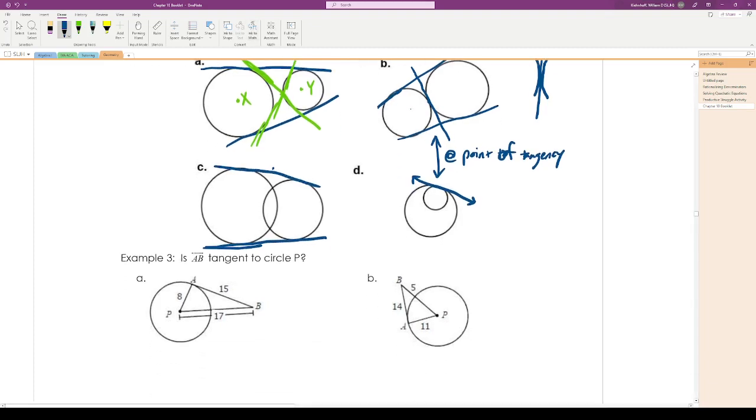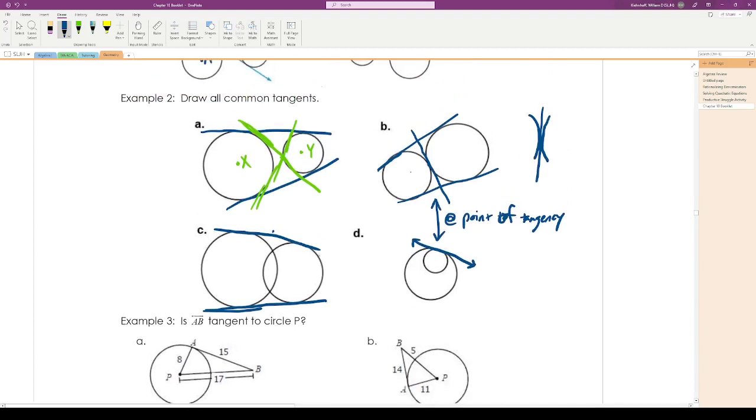Okay. I'm trying to think. I can't get it. So you get it. The picture describes it.